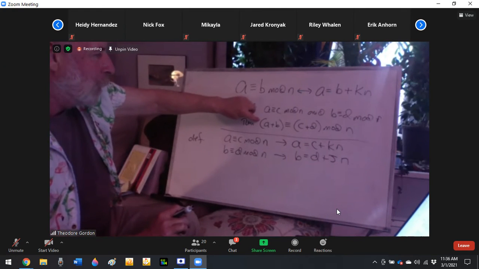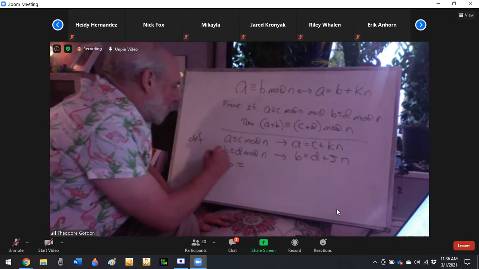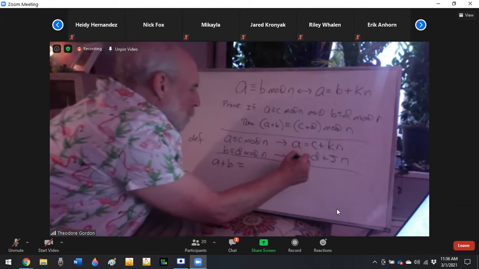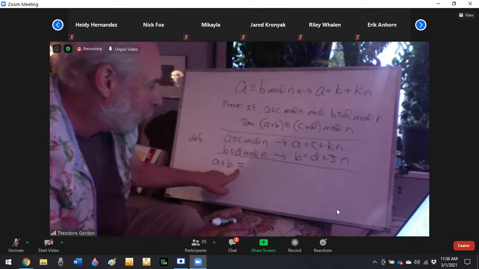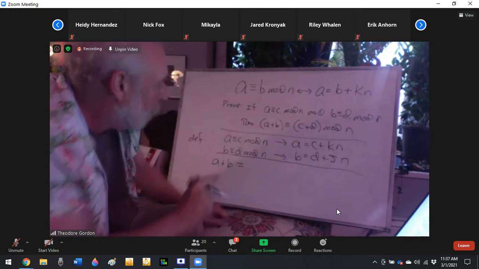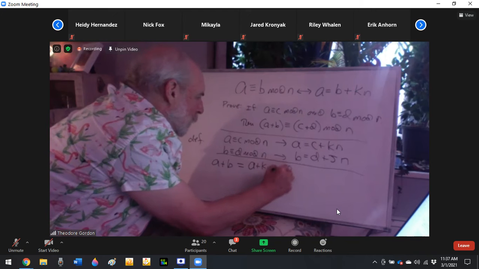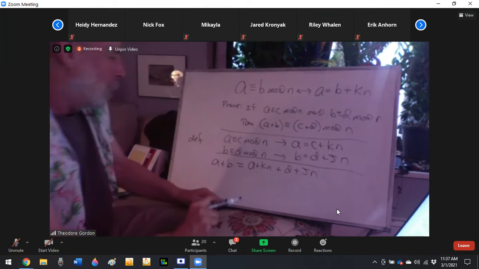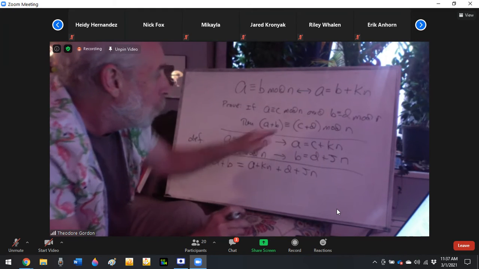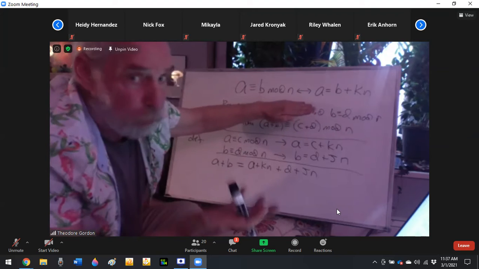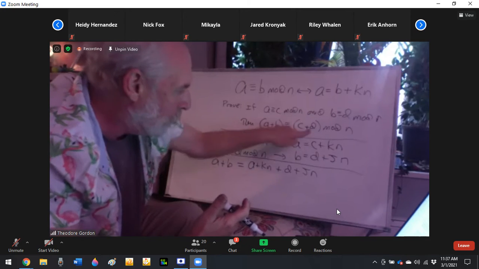So if we add A plus B together, so A plus B is equal to, now I'm using an equal sign. So now I'm into regular arithmetic. By direct substitution, this becomes C plus KN plus D plus JN. I want to just pause there. Everybody see what I'm doing? We're given this is true. That's a premise. It's true. And we want our argument to conclude this.